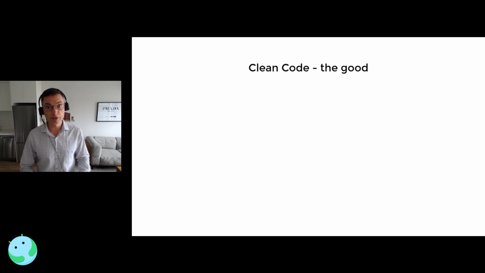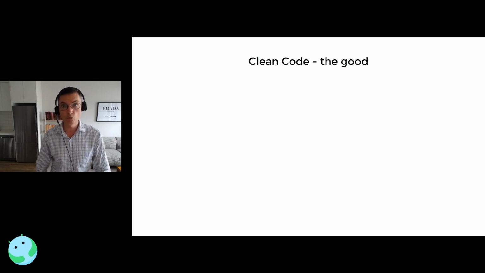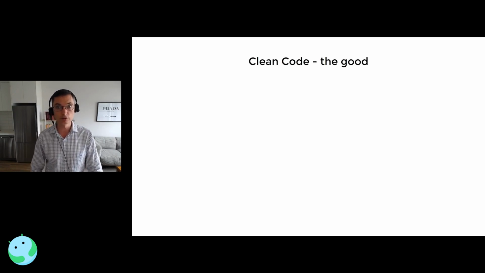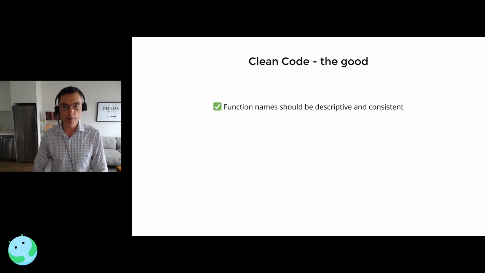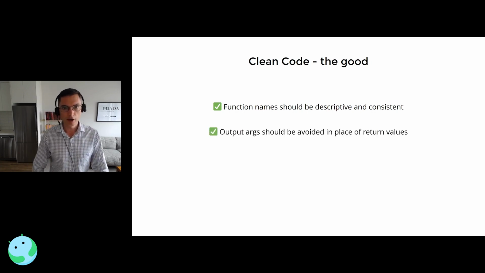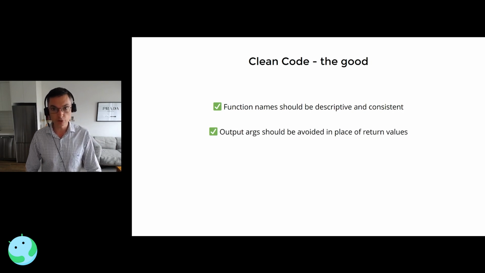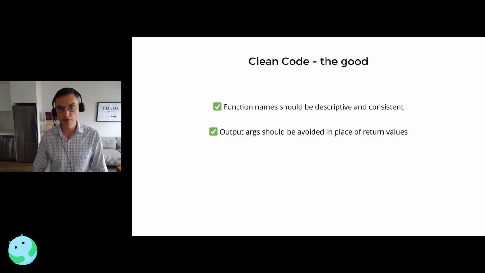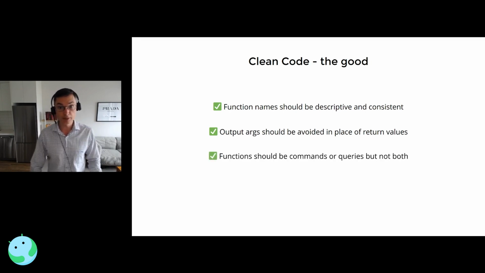We're going to start by being charitable to Clean Code and pointing out the good advice we get from it. So first of all, function names should be descriptive and consistent. That seems like sensible advice. If the functions have obscure names, then it's not going to help us. Output arguments should be avoided in place of return values. That's pretty sensible advice and pretty standard procedure in most modern languages. Functions should be commands or queries, but not both. I think that's also excellent advice.